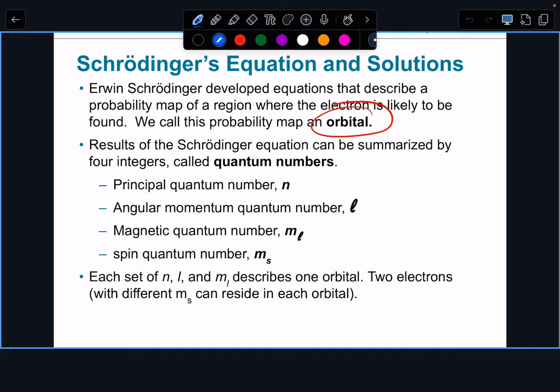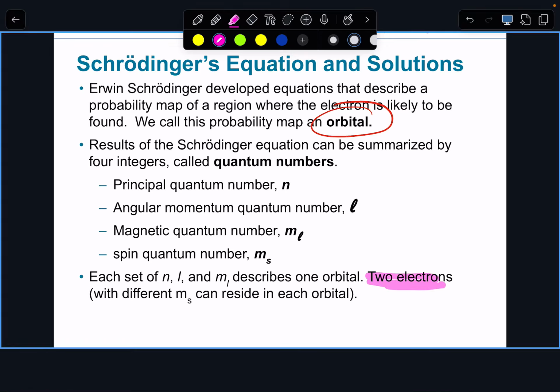So not orbit, like it's moving around, but orbital, meaning a physical three-dimensional volume. All of the space in this picture is the orbital, and that's where an electron can be. Highlighted down here, in each of these orbitals, 2 electrons can be. So the first 3 quantum numbers tell us which physical region of space the electrons are in, and 2 electrons can be in each of those regions.